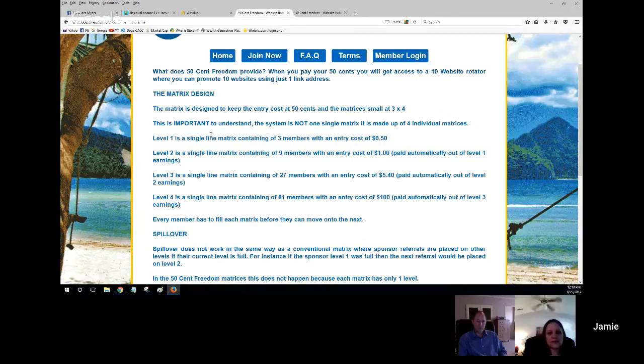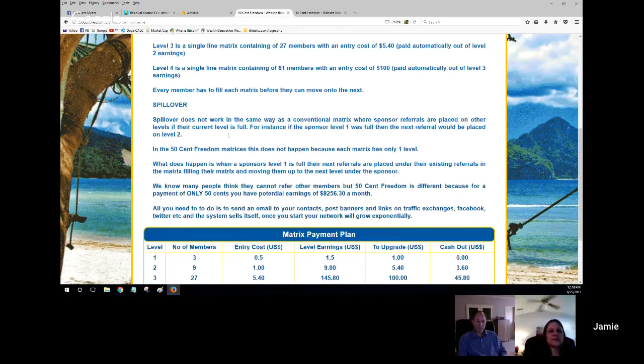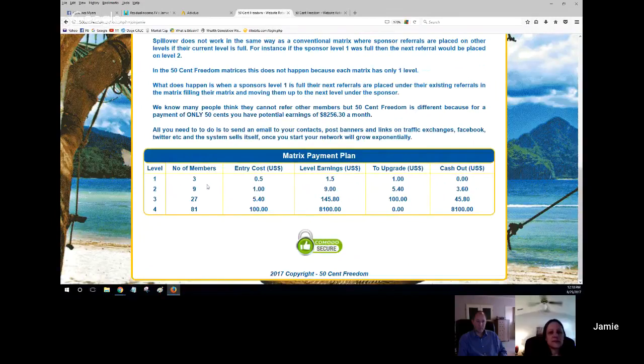It's a 50-cent low-tiered program, and you can build a huge list in here. And essentially what's happening is you're leveraging this matrix to get into this matrix, and then it's rinse and repeat.